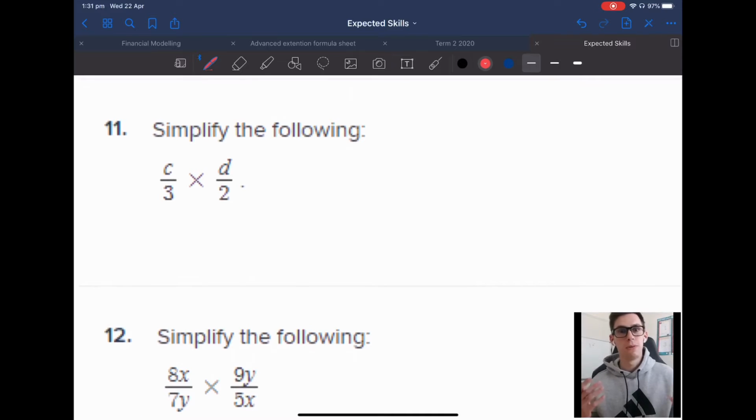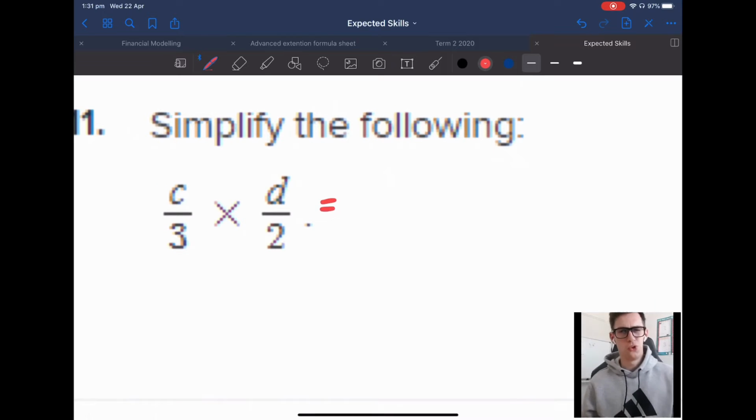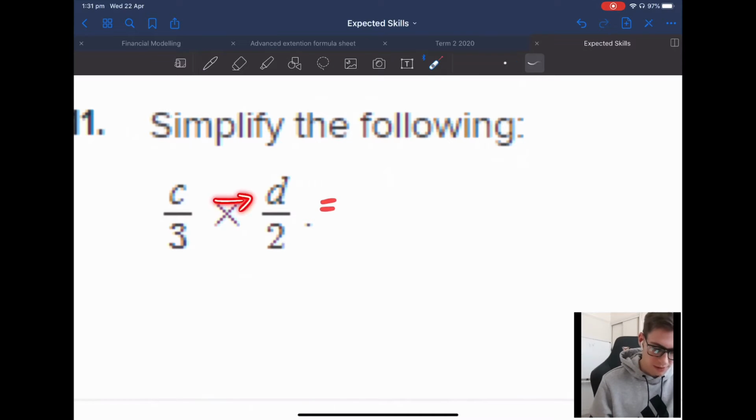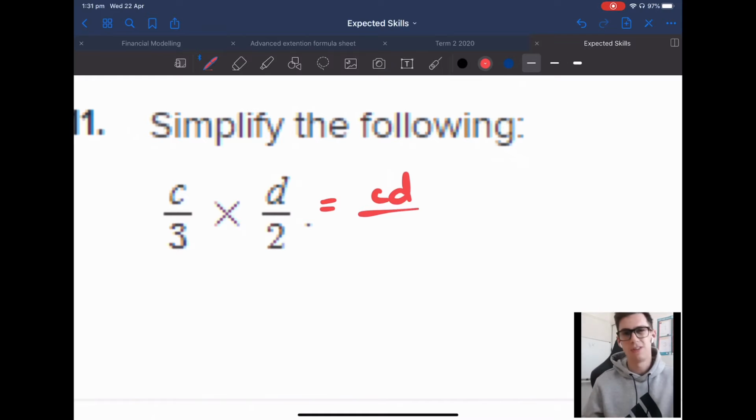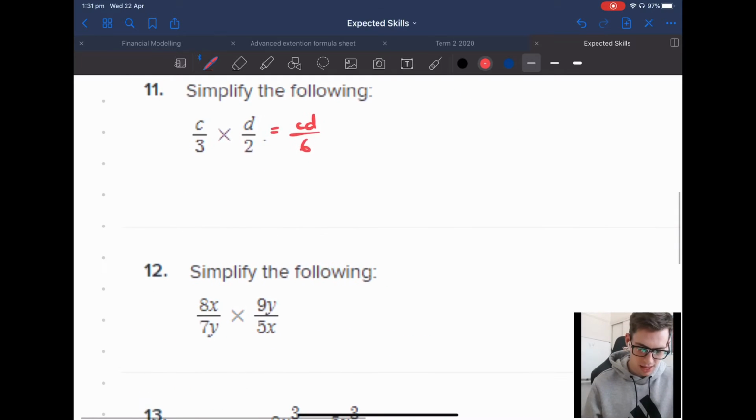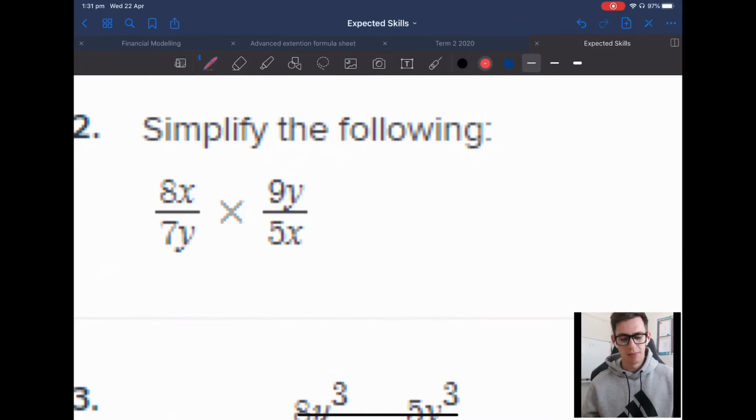So now when we do multiplying, it's way easier than adding and subtracting, and so is dividing. So when you multiply, you basically do what you would want to do when you add, which is just go across the top, across the bottom. So if I go across the top, I've got C times D. That's just CD. We just don't write the times. Across the bottom, 3 times 2 is 6. Done.